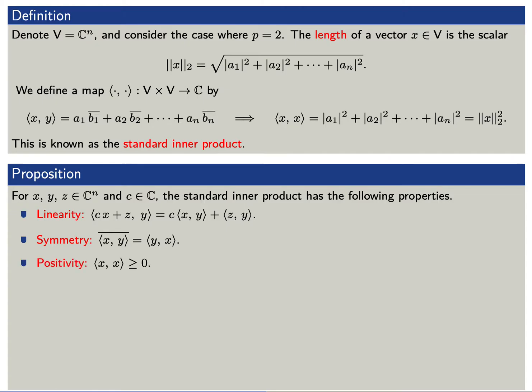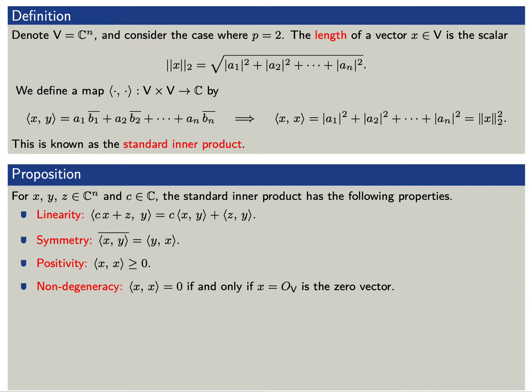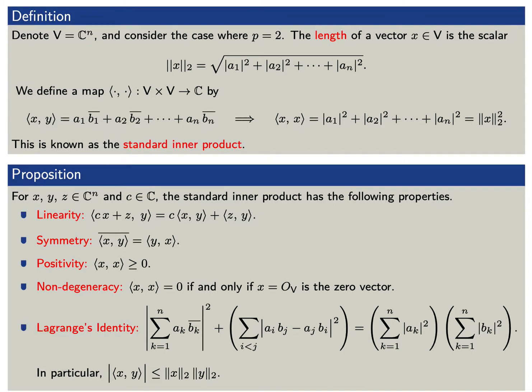Third, we have positivity. That is, the inner product of a vector x with itself is a non-negative real number. We have non-degeneracy. That is, the inner product of a vector x with itself is equal to 0 as a scalar if and only if x is equal to 0 as a vector. And finally, we have Lagrange's identity.